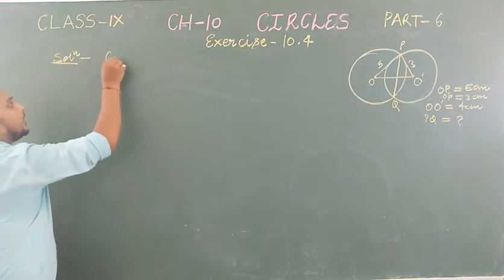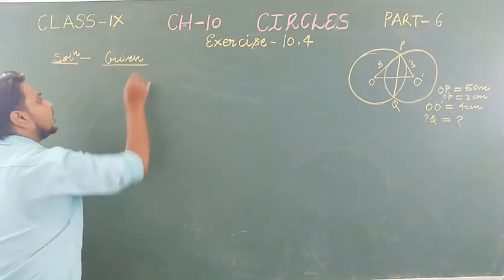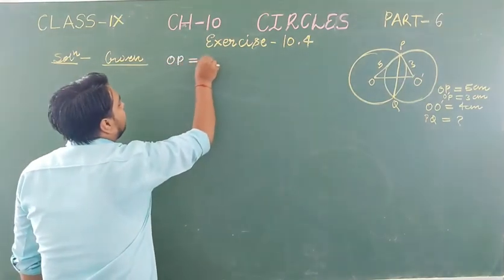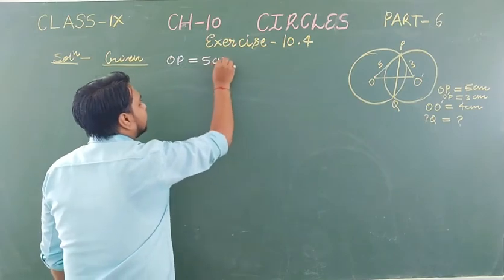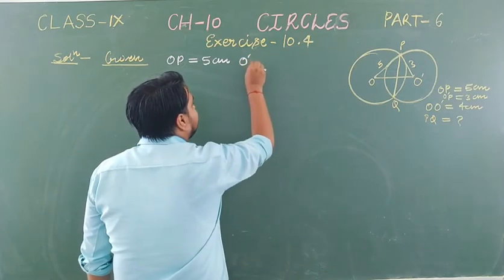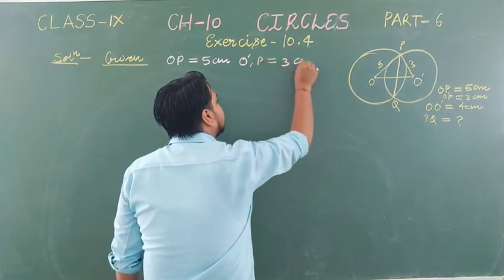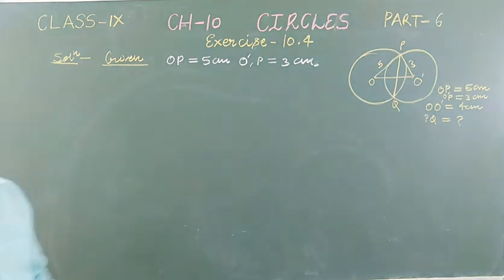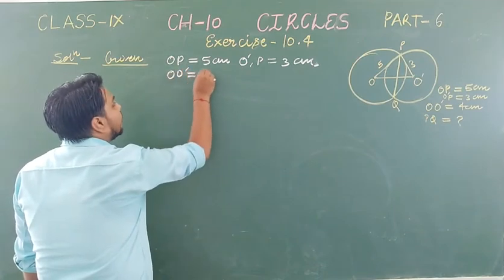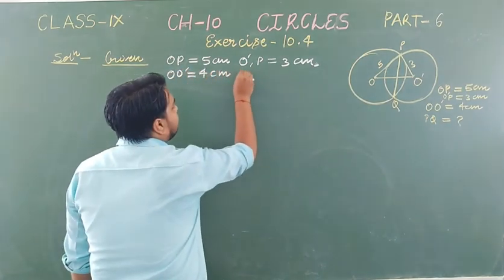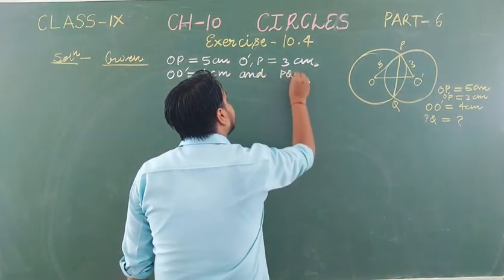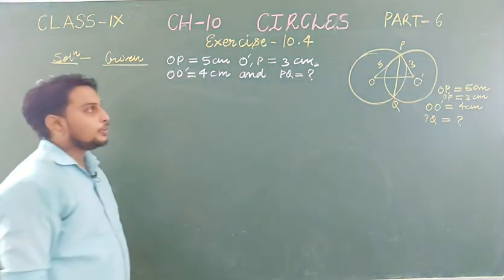Firstly we'll write what is given here. As we can see from the figure, OP is equal to 5 centimeter, and O'P is equal to 3 centimeter. OO' is given 4 centimeter, and we have to find PQ.